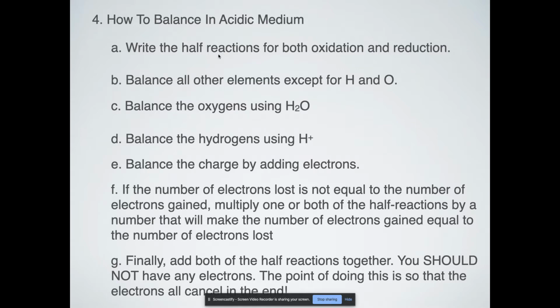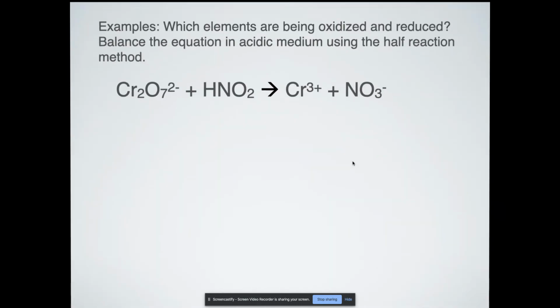Now, if you've done all of these correctly, you should be able to add your half reactions together and get your final answer. On the other hand, if you did not do this correctly, then you're probably not going to have a balanced amount of electrons on both sides, which means you're going to have electrons in your final reaction. The point of doing the half reaction method is that your electrons should cancel, so your electrons are not included in your final answer. Okay? So let's go over how to do that with this reaction.